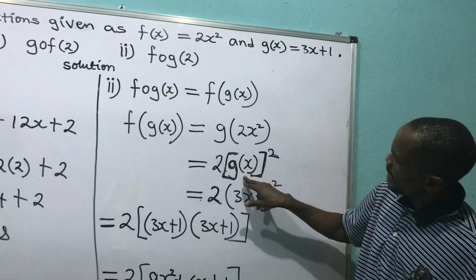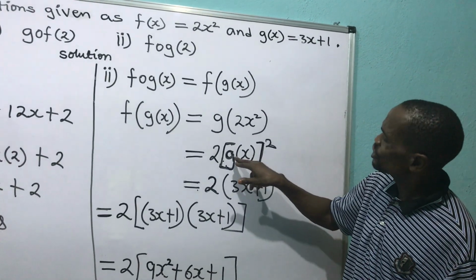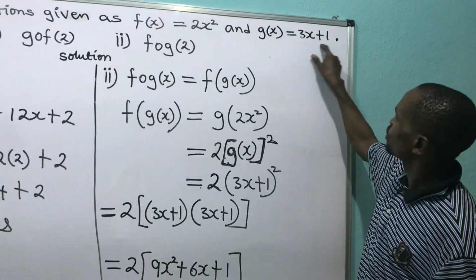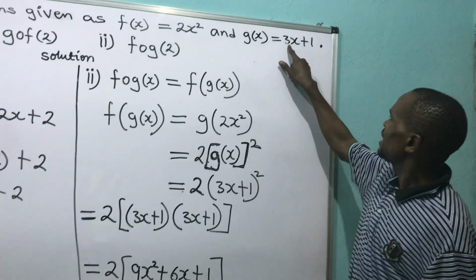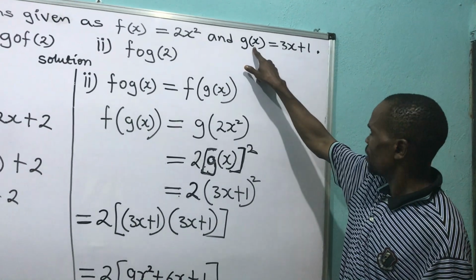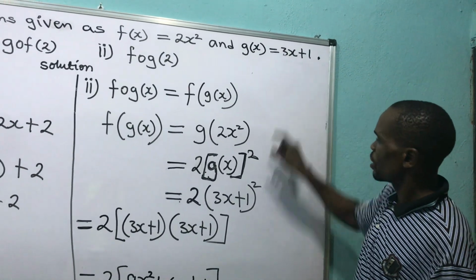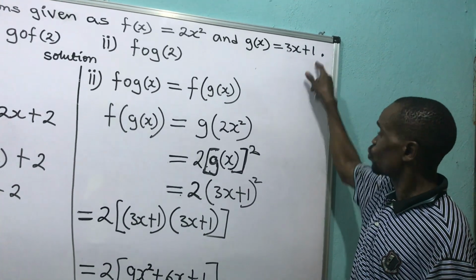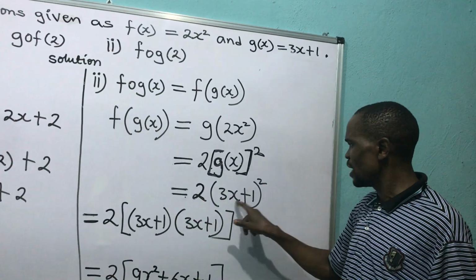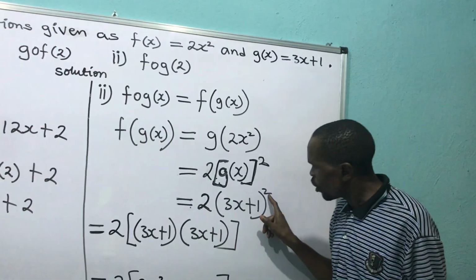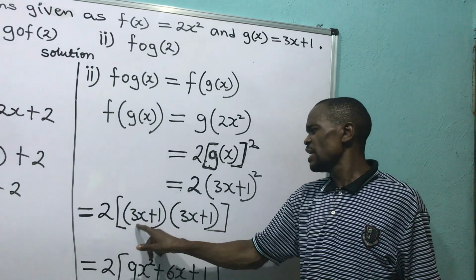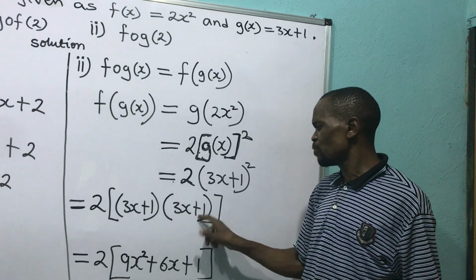Then here, what I have is gx. I'm going to substitute the value of gx. What is the value of gx? 3x plus 1. Look, g of x is 3x plus 1. I'm going to put it here. Removing this, I'm going to put 3x plus 1, and I have 2 into 3x plus 1, and this all raised to the power 2. Then this is 2 into 3x plus 1 into 3x plus 1.